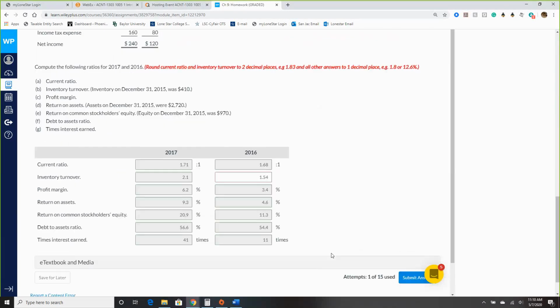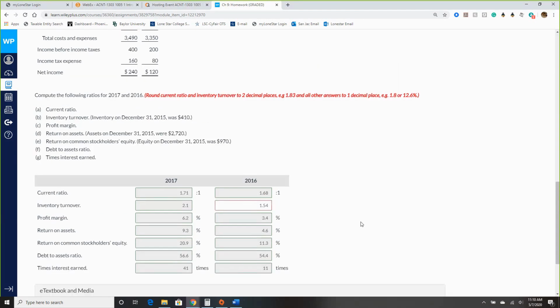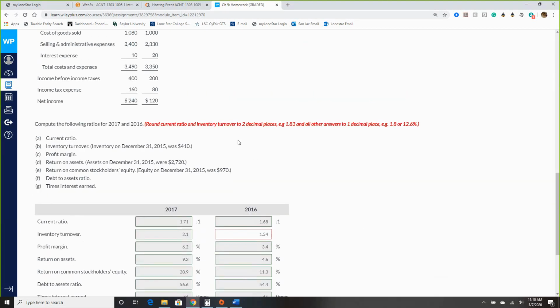And then submit. Ooh, you have an issue going on. Okay, we have an inventory turnover, so let's go double check that one. It's a little odd. Maybe I didn't round it correctly. But we'll double check it just for the sake of it.